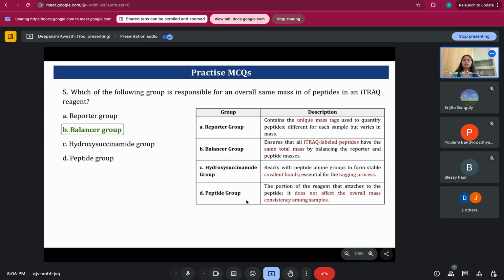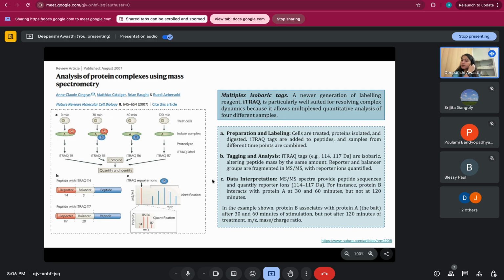So the group which is responsible for the overall same mass is the balancer group, and this is the information about all these groups, what is their role. I won't go into the detail, you can go through the slide. The thing which I want to focus on is how the iTRAQ tagging is done. This is the paper in which they are very clearly assigned. So I will just simply explain it.